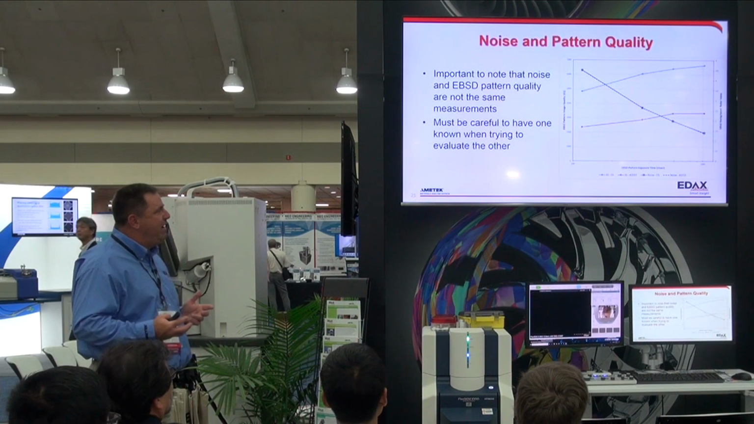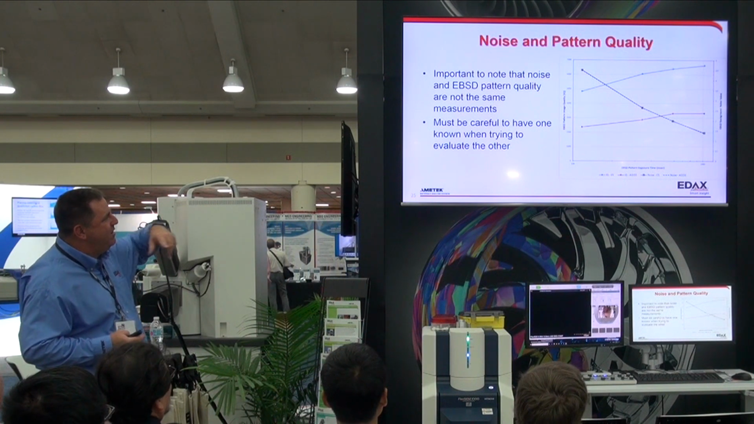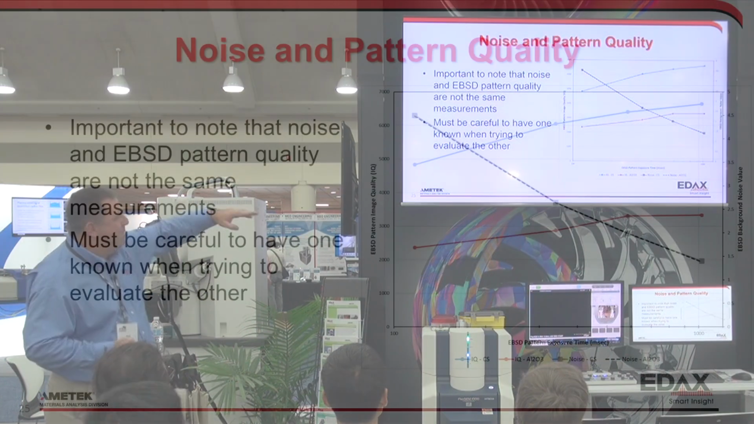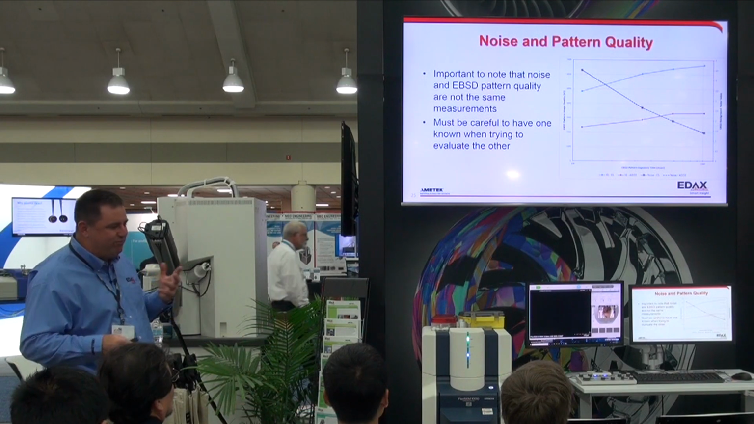And it's important to realize that noise isn't the same thing as pattern quality. So this is just a little thing where the black line shows noise. The pattern quality is more dependent on band detection and strength of that band detection. So we're measuring a few different things and have to realize which one is which to best develop detector technology for EBSD.